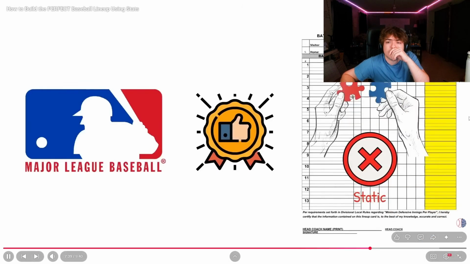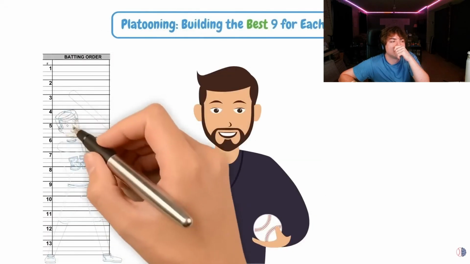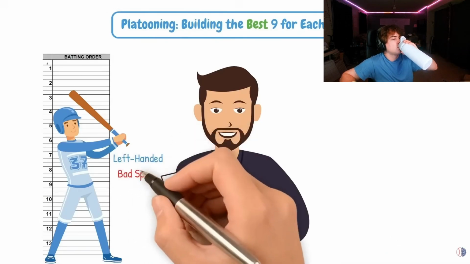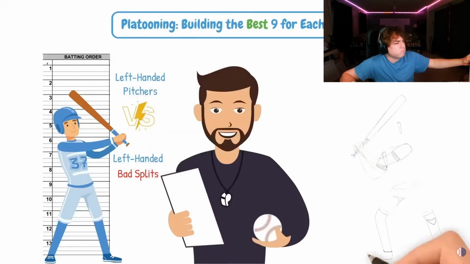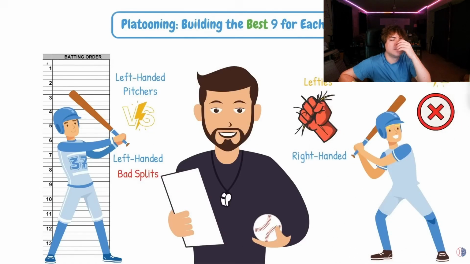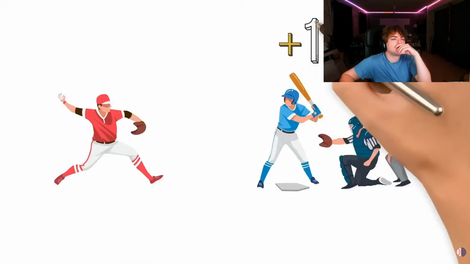Which leads us to platooning. Platooning isn't just about batting order, it's also about who's in the lineup at all. Your classic example is a left-handed batter with bad splits against left-handed pitchers, paired with a right-handed hitter who mashes lefties but isn't great against righties. By rotating them based on the opposing pitcher, you get the value of one good offensive player whose combined production is better than each on their own.